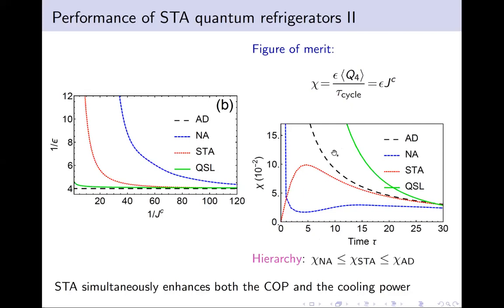And we see here that for that figure of merit you can actually have a hierarchy, which tells you that although the shortcut protocol is lower than the adiabatic situation, it is always greater than the non-adiabatic situation, provided that you are above the region where the cost of doing the shortcut is greater than the costs of the friction. So that tells us that we can simultaneously enhance both the coefficient of performance and the cooling power.